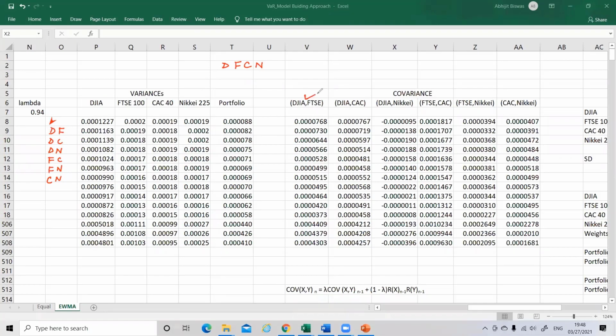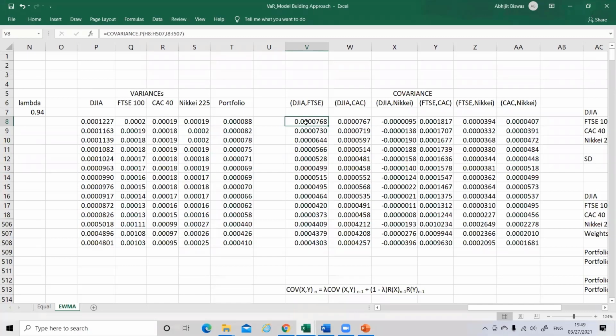That is what I have written here. See, DF, DC, DN, then FC, then FN, okay, and then finally CN. What should be the covariance? Covariance between Dow Jones and FTSE. Okay. So how do I calculate covariance?